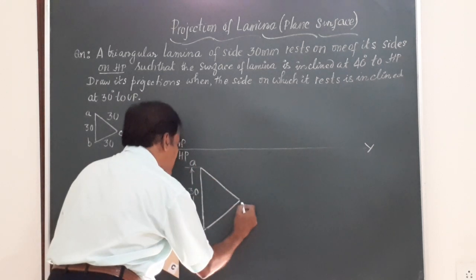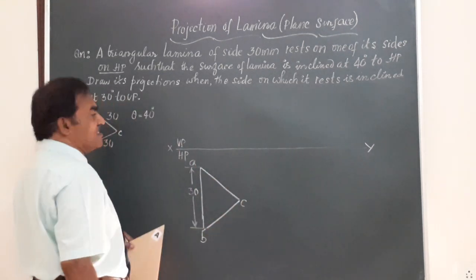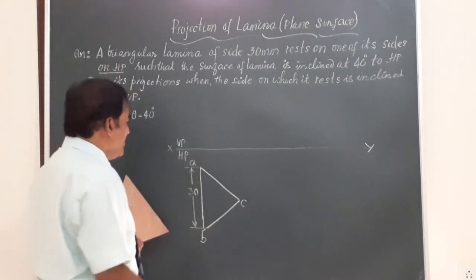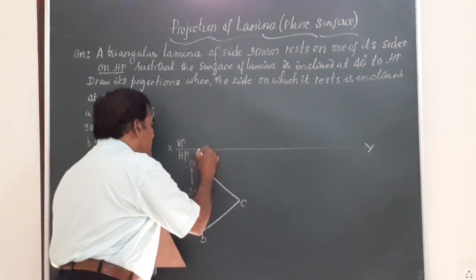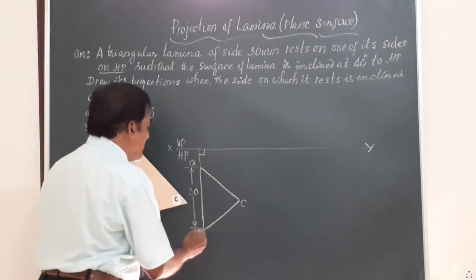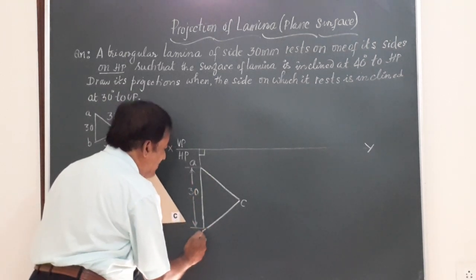ABC are the three sides, and all these measure 60 each. So if you have any difficulty in the construction, it is very simple. Mark a vertical line AB normal to XY. I will say this is 90 degrees, and here mark a line of length 30 mm.